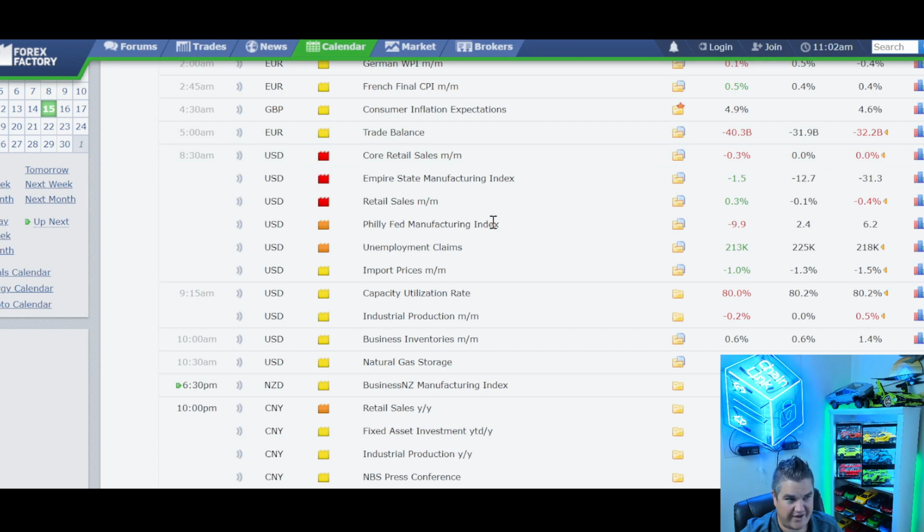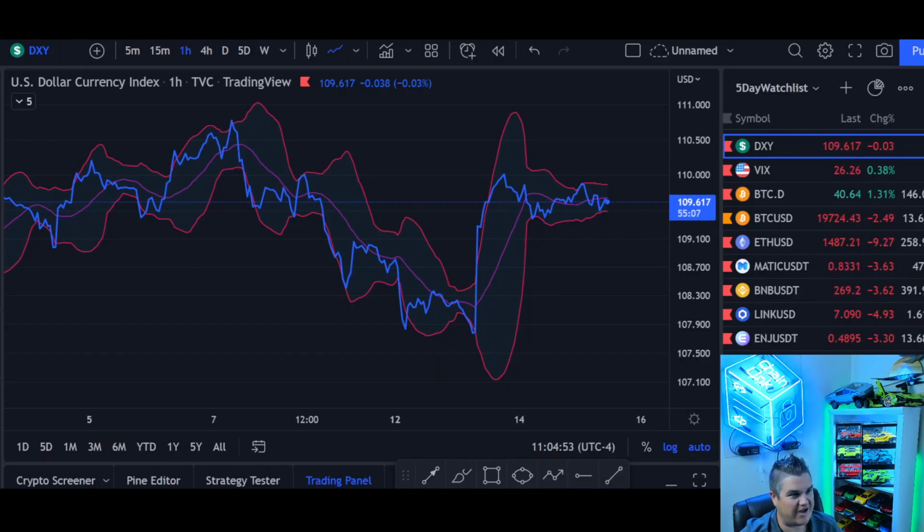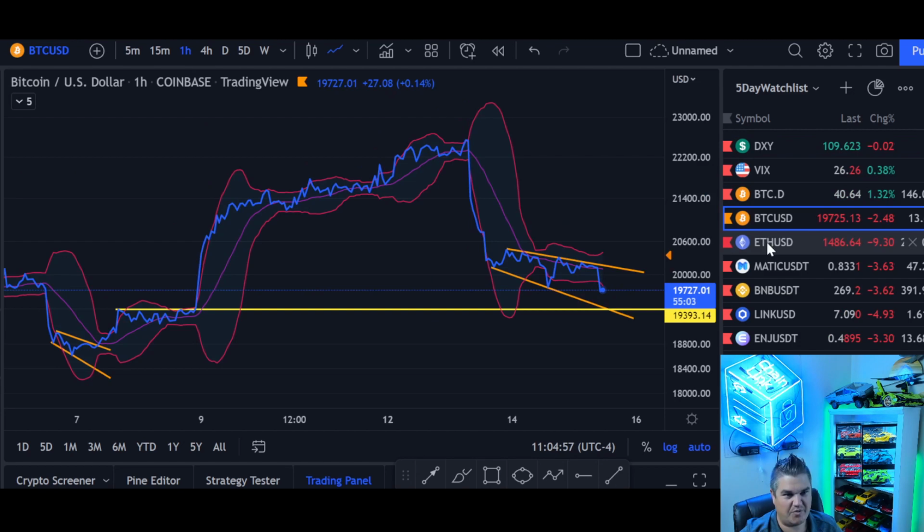Not really great news. Look at the Fed manufacturing index. Expected a 2.5%, got a negative 10%. How the hell are we dropping? Maybe it's just a fake out. Well, so we have to keep an eye on that. We will see. Right, obviously I could be way wrong.